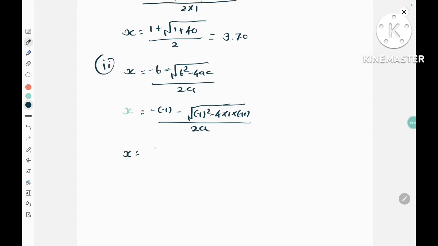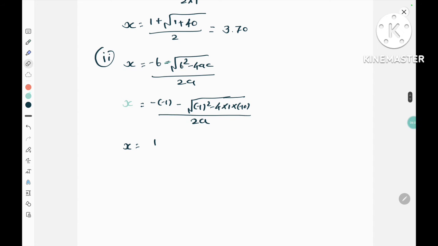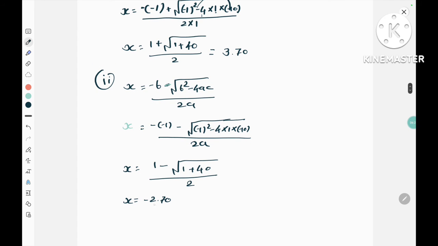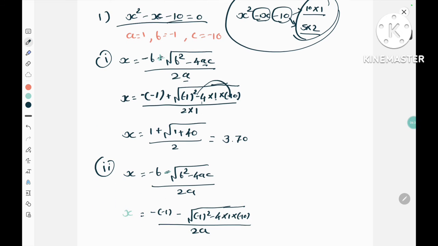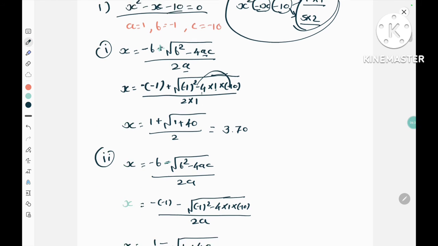Okay, so x equals 1, sorry, it is a minus sign, minus square root of 1 plus 40 over 2, and that gives x equals minus 2.70. This is the answer. So the x values are minus 2.70 and 3.70. See, I told you we will get a decimal answer. That's why it is not possible to factorize directly, and that's why we need to use this formula.